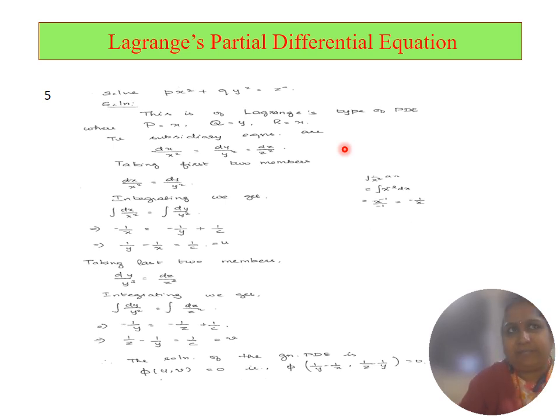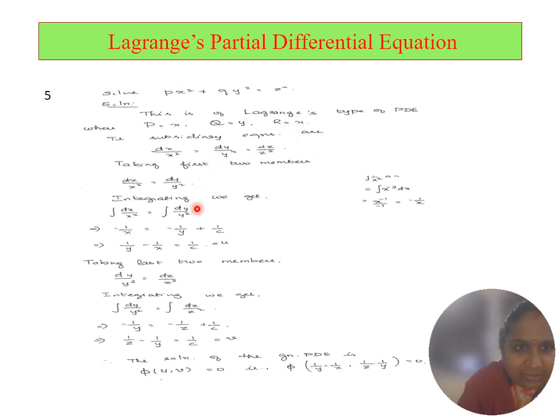In the method of multipliers, we have terms like mx minus nz into p; like that it will come. So here, simply px square plus qy square equal to z square. This is of Lagrange's form, Pp plus Qq equals R. The subsidiary equations are dx by P equal to dy by Q equal to dz by R.